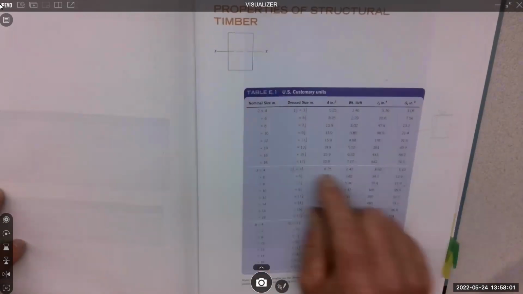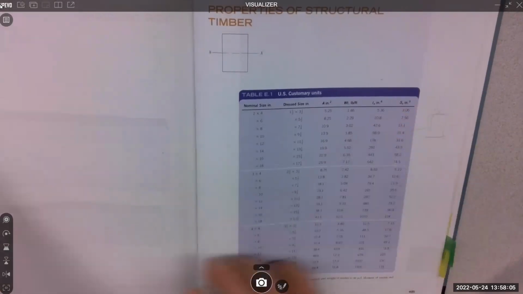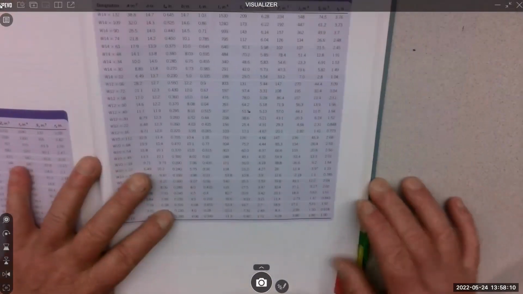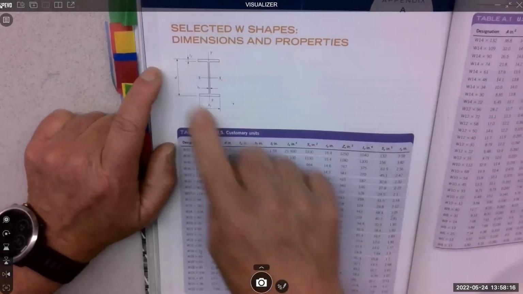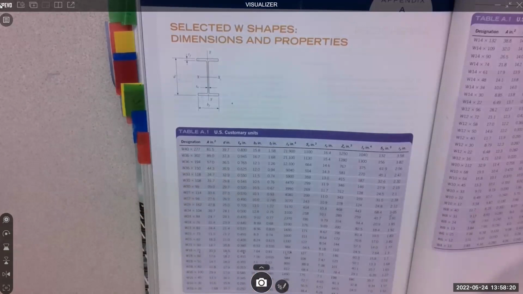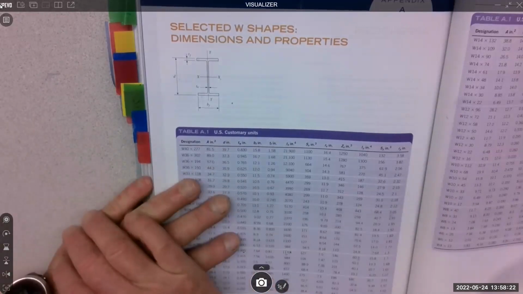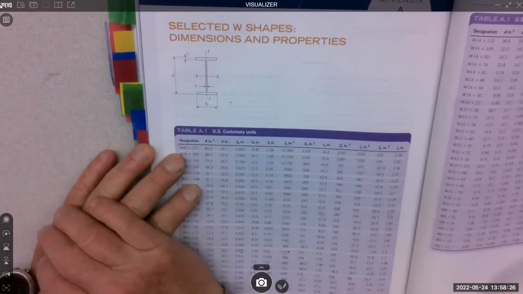So for wood, we just don't side load it ever, so you don't get an SY. But for W shapes, they should give you an SY. They do. So they give you SX and SY. That's all based on this position. If you're working in the normal position, load coming down onto the strong axis, then that's SX. If you get a side load, which we do get with steel, then you would use the SY.